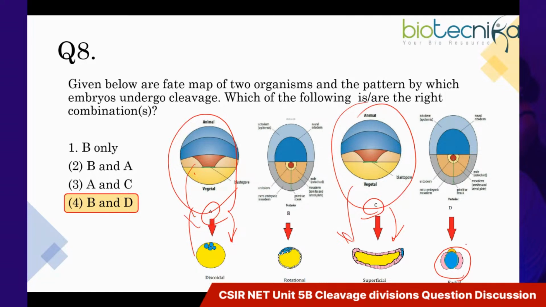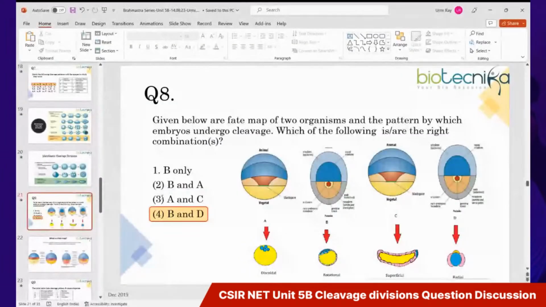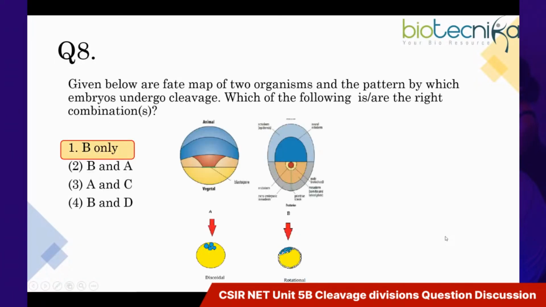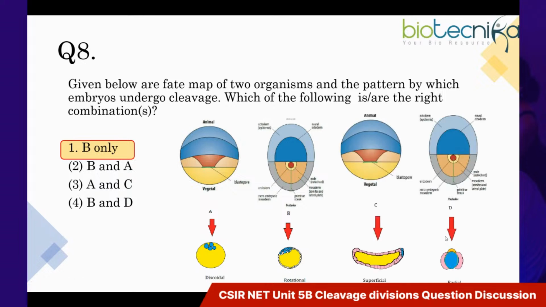So again by mistake the wrong option has been marked. The answer is only B. Only B has been correctly marked. That is the mouse, it undergoes rotational holoblastic cleavage. None of this is correct. Everyone got the question? Everyone got it or not?